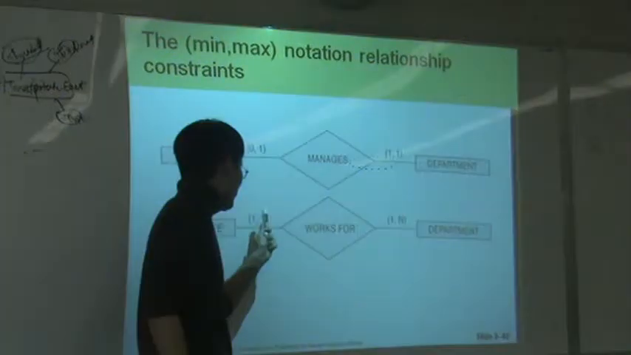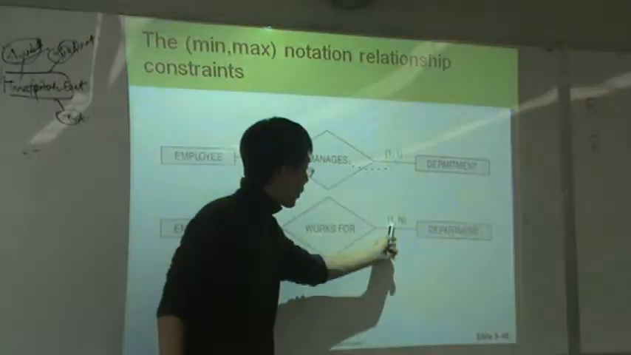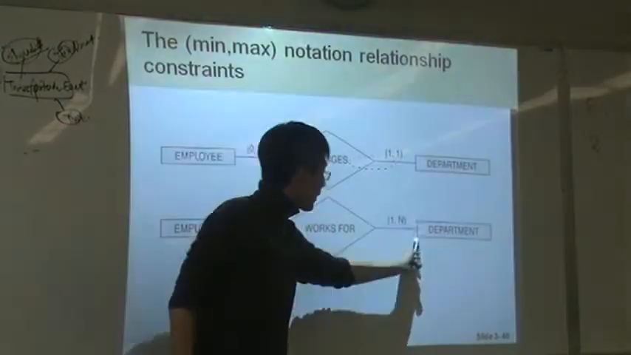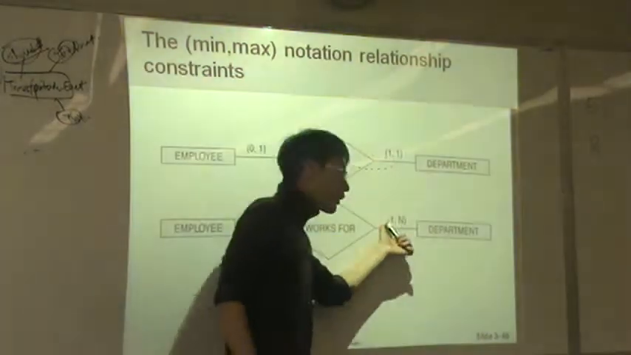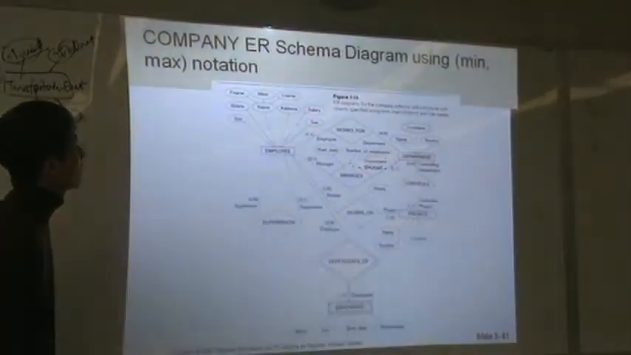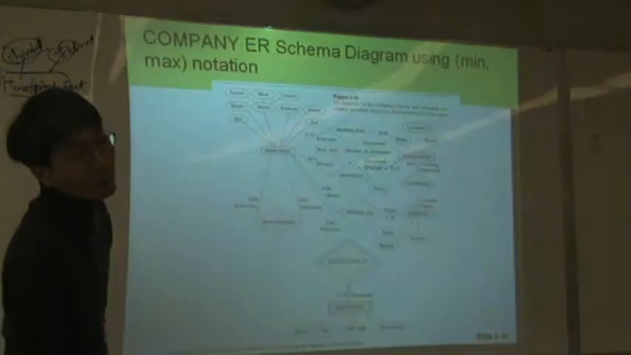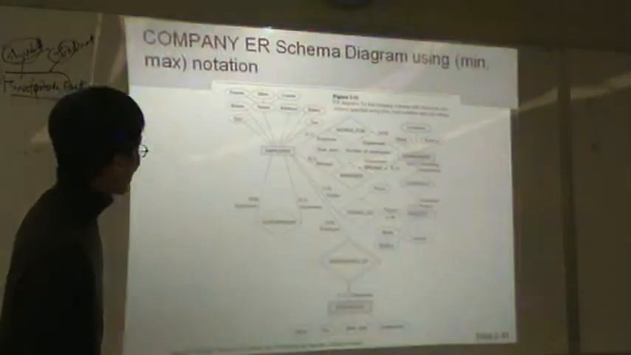For meaning, maximum one department who can work for. What about the one command? Each department has minimum one employee and maximum n number of employees. So this is another notation, the ER schema diagram using min-max notation.